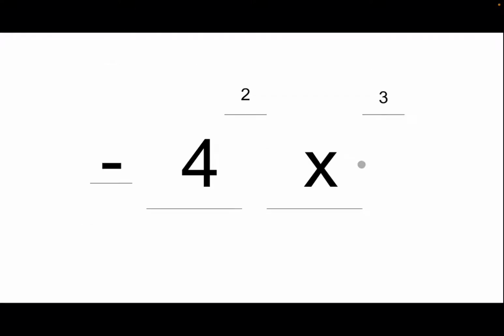So here's an example right here. The sign is negative. Here, this is a coefficient, so it's a 4. The 4 is the coefficient, and the x is the variable. And then the exponents go up here. They're smaller numbers, and they go up in the top right-hand corner. So this 2 belongs to the 4. And this exponent, the 3, belongs to the variable, which is the x, okay?